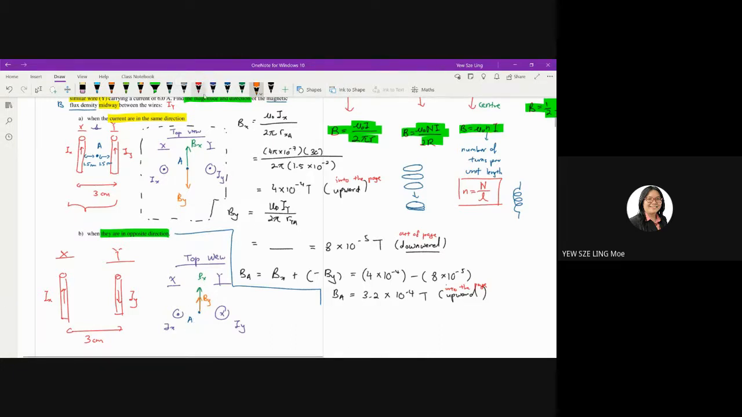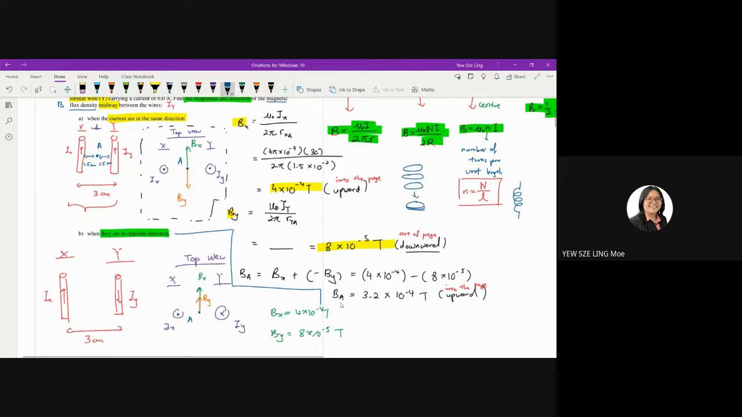Well, you're still using the same current, the distance is still the same, meaning that you can use the B from question A. Your Bx is still 4 times 10 to the power of negative 4 Tesla. Your By is still equal to 8 times 10 to the power of negative 5 Tesla.